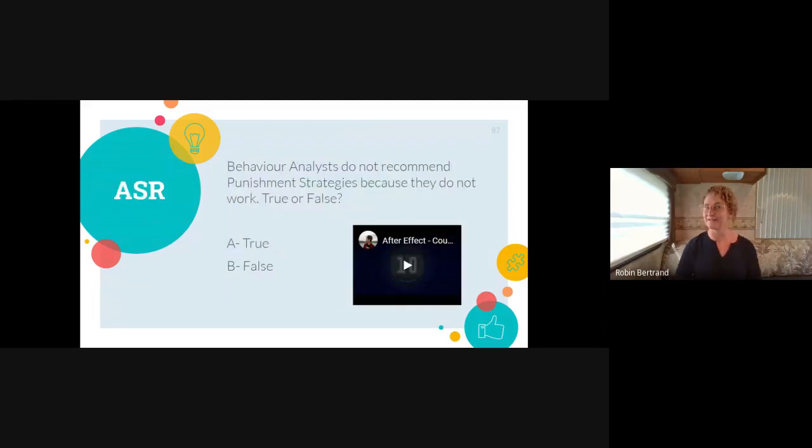Let's stop and think about what we've learned so far. So this is an active student response. Behavior analysts don't recommend punishment strategies because they do not work. True or false?